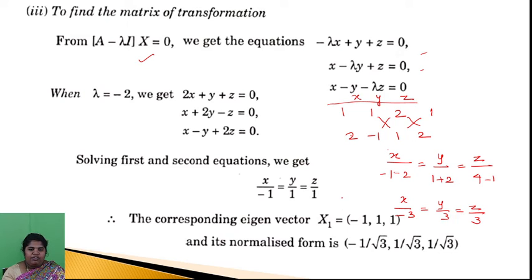Now we want to form the normalized form. So take the square root of minus 1 squared plus 1 plus 1. So we get root 3. Divide each term by root 3. We get the normalized form as minus 1 by root 3, 1 by root 3 and 1 by root 3.